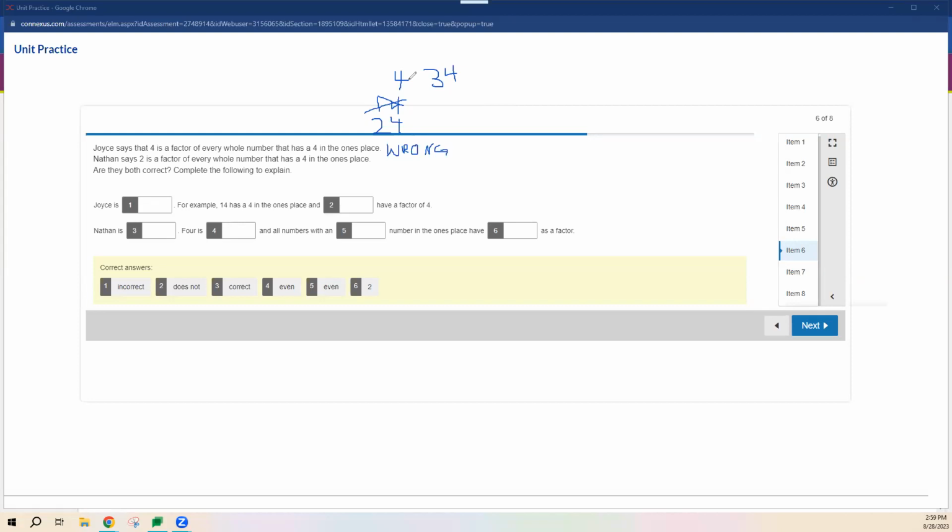They all have a 4 in the ones place. So, yep, 2 times 2 equals 4. 2 times 7 equals 14. 2 times 12 equals 24. I don't know what 2 times what equals 34 without doing any division, but I do know 34 is an even number. And in fact, every number that ends in a 4 is an even number, and every even number has 2 as a factor. So Nathan is correct.